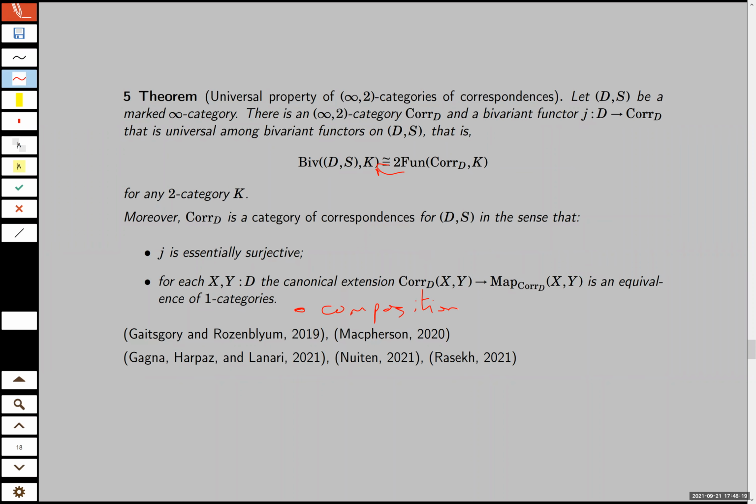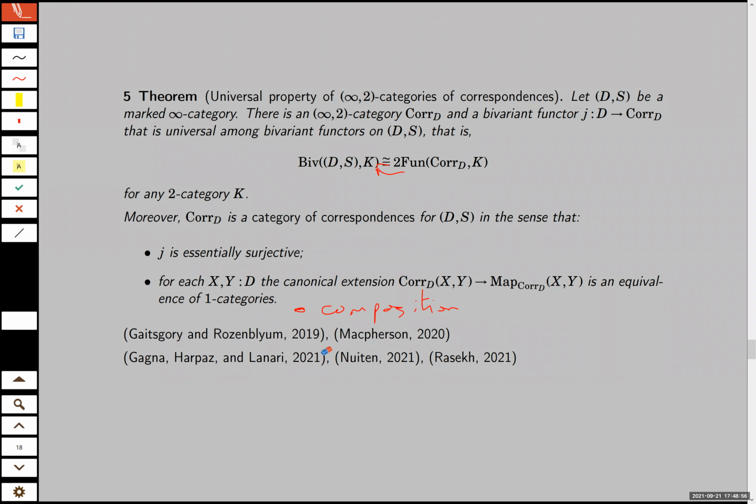And the status of this result is, well, it appeared in a well-known book, Gaitsgory-Rozenblyum, A Study in Derived Algebraic Geometry. It was based on some open, unproven, and as far as I know, still open hypotheses about the nature of basic infinity two category theory. In my paper from last year, it came out in May last year, it's proved in a completely different style.